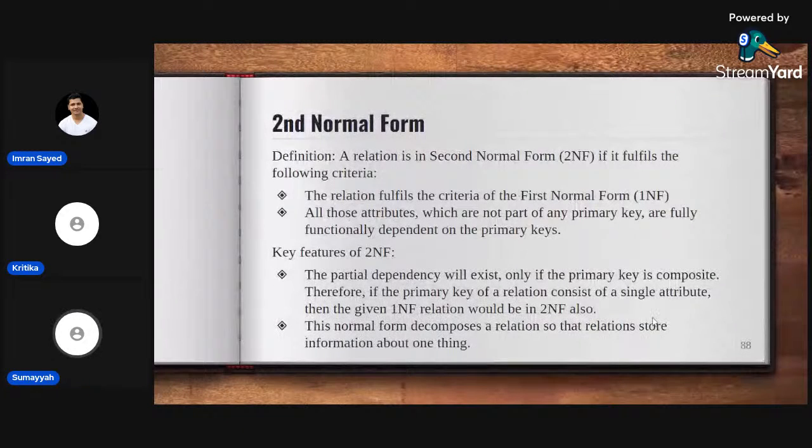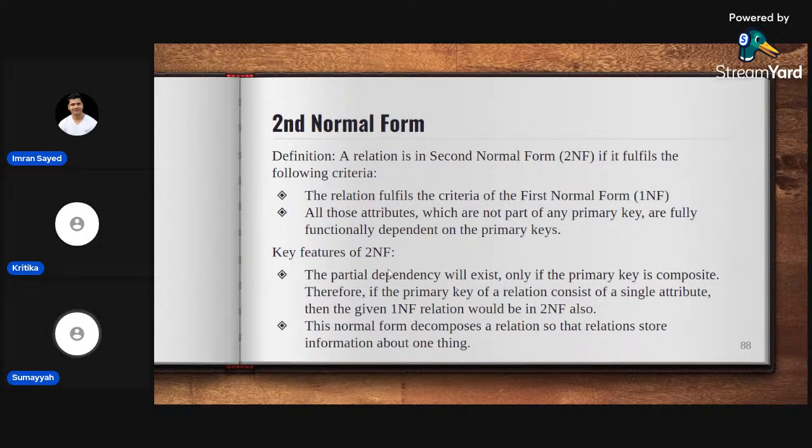A relation is in the second normal form if it fulfills the following criteria. The relation fulfills the criteria of the first normal form, and all those attributes which are not part of any primary key, meaning the non-prime attributes, are fully functionally dependent on the primary key. So the non-prime attributes are not allowed to be partially dependent on a primary key, or they're not allowed to be dependent on a proper subset of the primary key.